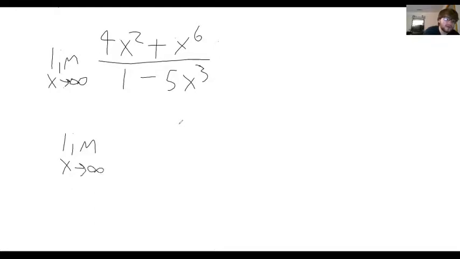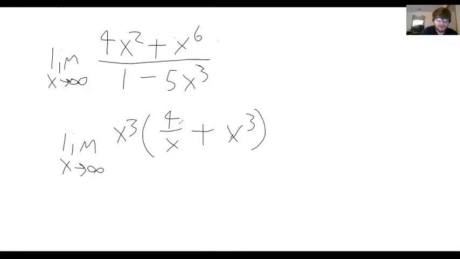we get x cubed times, so pulling it out here, we're going to be left with 4 over x, right? If we distribute that back out, we're going to get 4x squared, okay? And pulling it out here leaves us with x cubed over here. Since x cubed times x cubed is just going to give us x to the 6th. Same thing down here, pulling out x cubed, we're going to be left with 1 over x cubed here and minus 5 here.